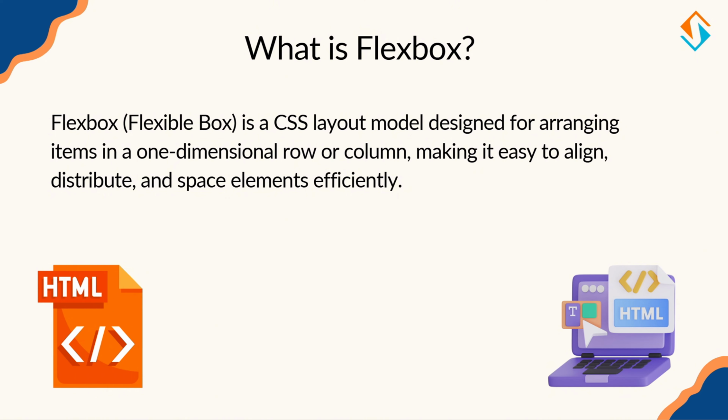It is one-dimensional, meaning it works in either a row or a column, not both at the same time like grid. For example, using display flex on a container makes all its children flexible. You can then use a property like justify-content center to align items horizontally. Next, align-items center to align them vertically. And last, flex-wrap to allow items to wrap to the next row if needed. Flexbox makes it super easy to build responsive layouts.